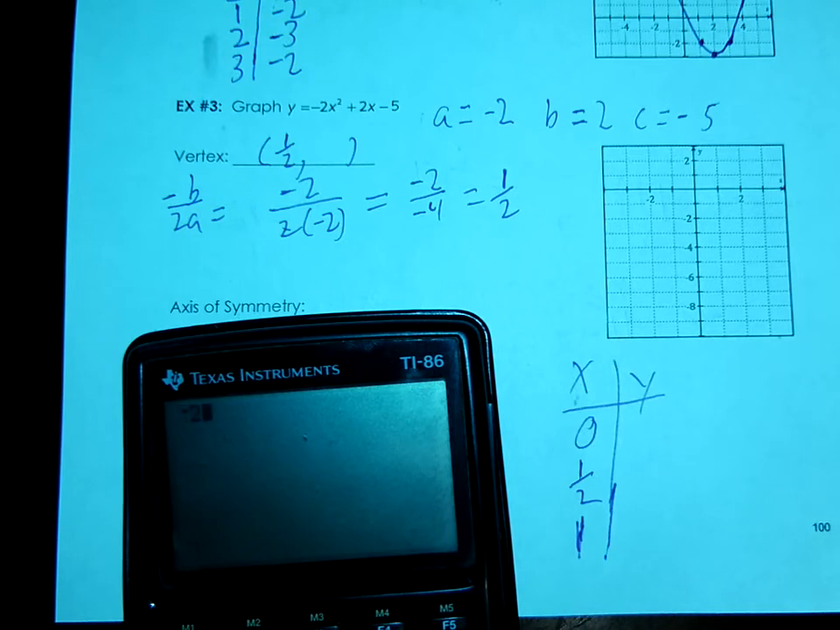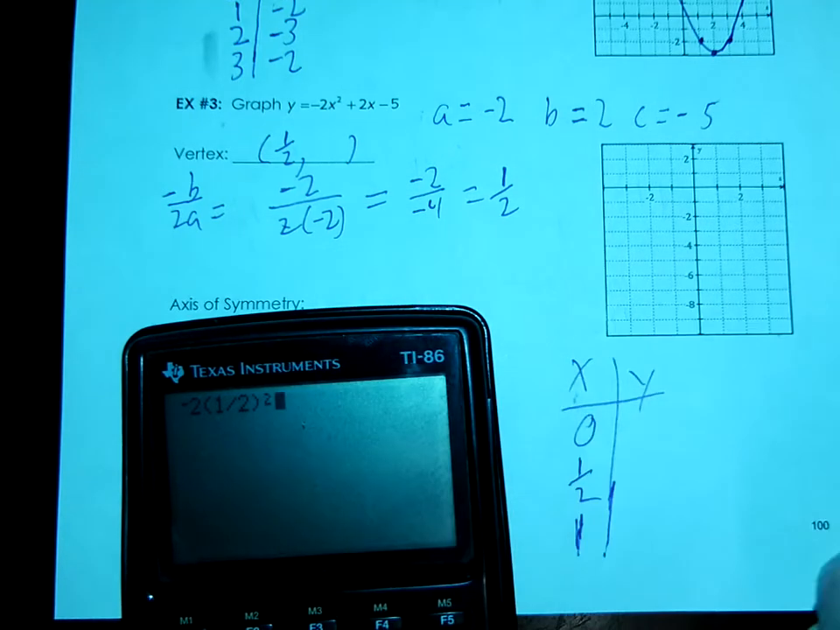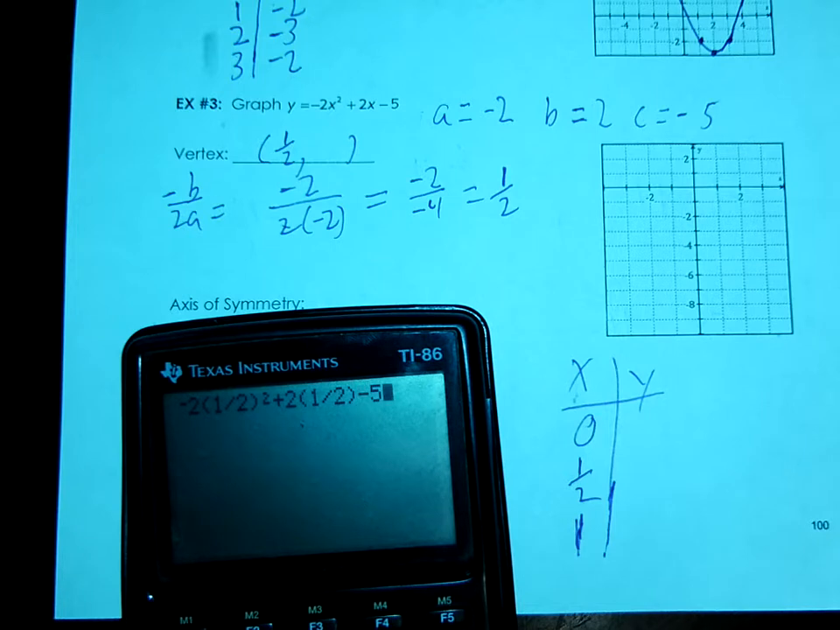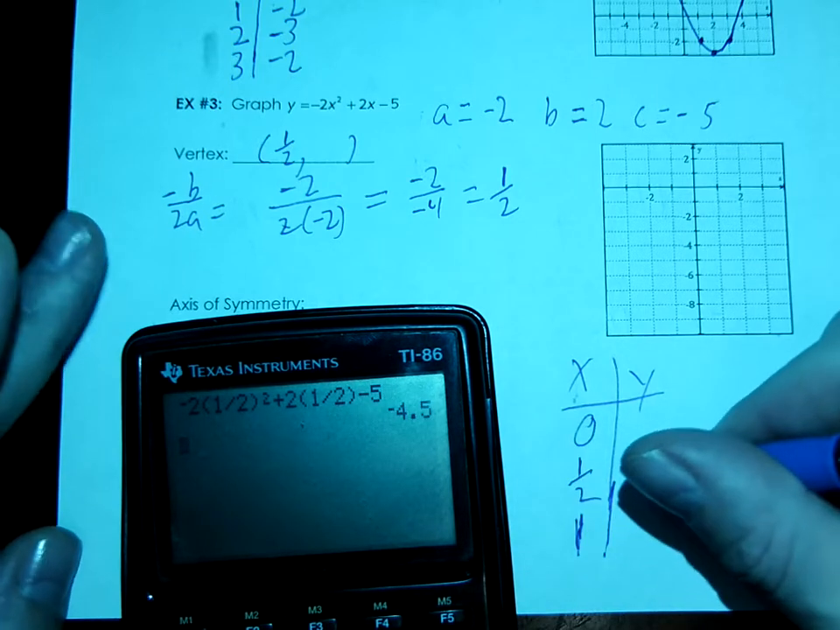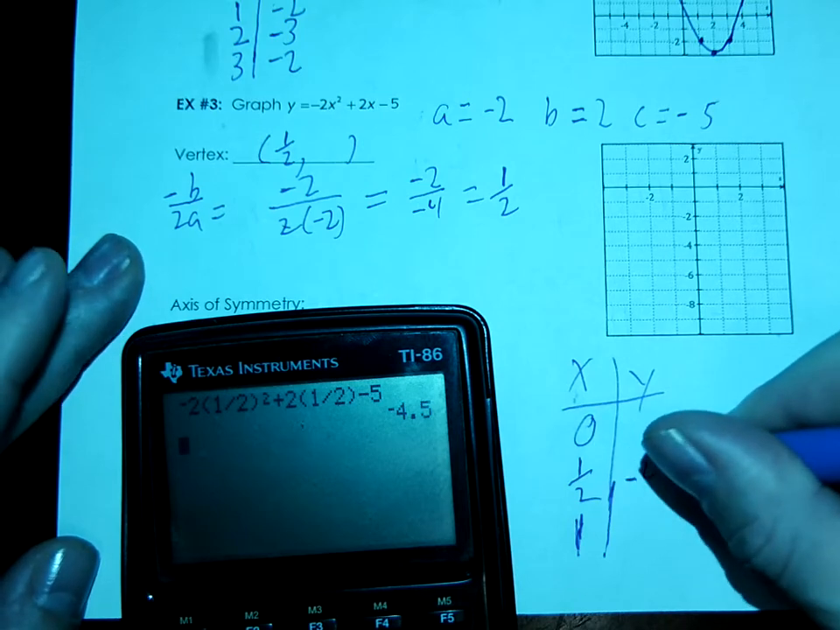So -2 parenthesis 1/2 squared. 1/2 is 1 divided by 2, or it's 0.5. So there's a 1/2 squared. Plus 2 times 1/2 minus 5. Alright, so that's -4.5.